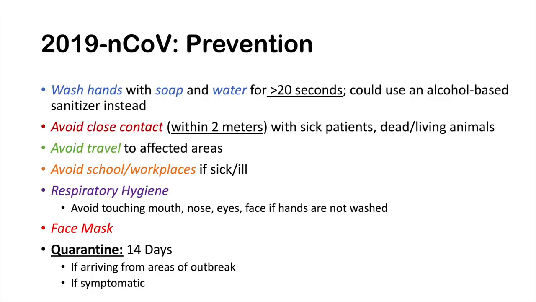So again, these are the ways to help prevent this new coronavirus. Wash hands with soap and water for at least 20 seconds if your hands are dirty. You can use an alcohol-based sanitizer instead if needed. Avoid close contact with sick individuals. Maintain an approximately 2 meter or 6 feet radius. Avoid travel to affected areas. Avoid school and workplaces if you are sick or ill. And maintain good respiratory hygiene. These methods help prevent all sorts of illnesses, especially respiratory illnesses, not just this new coronavirus. So again, these are methods we can use to help prevent this new coronavirus.